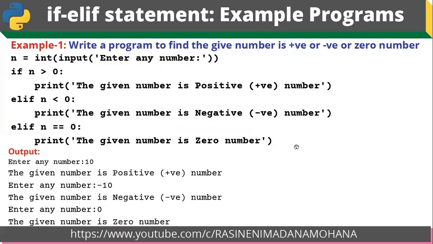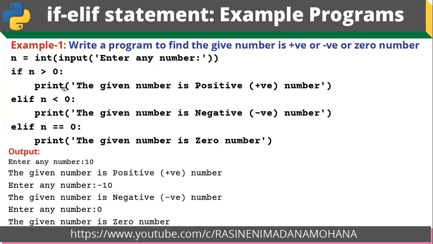Now see one example program. Write a program to find whether the given number is positive, negative or 0. There are 3 cases here, 3 conditions: when a number is positive, when a number is negative, when a number is 0. So first you read any number: n equal to int of input of enter any number. If n greater than 0, then the result is: the given number is positive number.